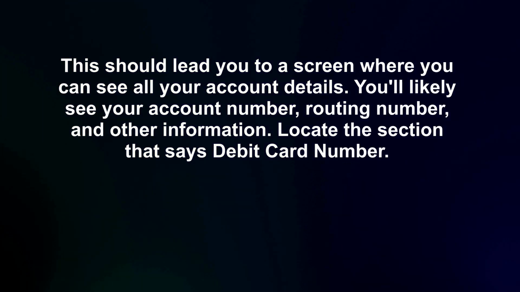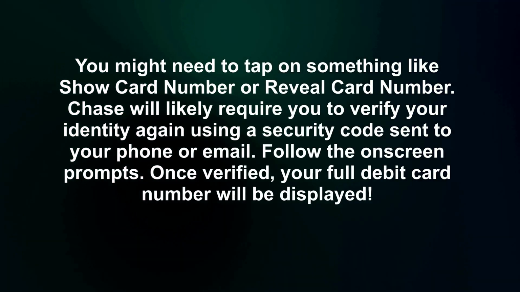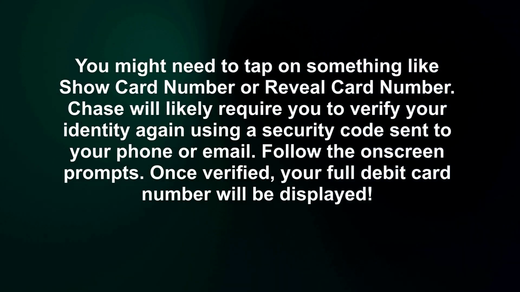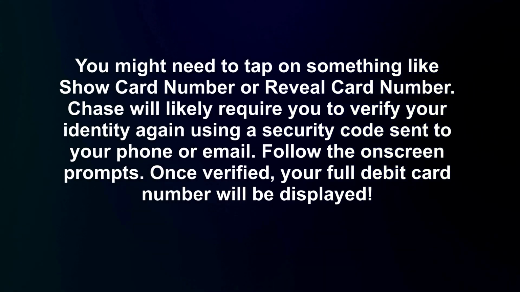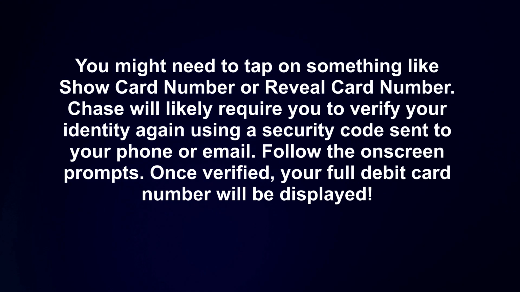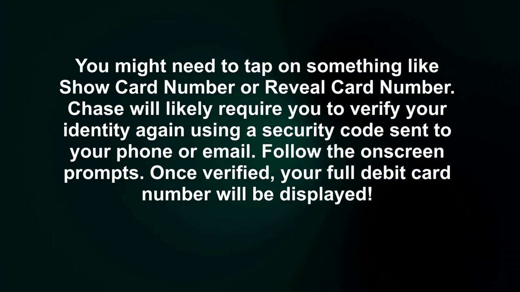Locate the section that says Debit Card Number. You might need to tap on something like Show Card Number or Reveal Card Number. Chase will likely require you to verify your identity again using a security code sent to your phone or email. Follow the on-screen prompts. Once verified, your full debit card number will be displayed.